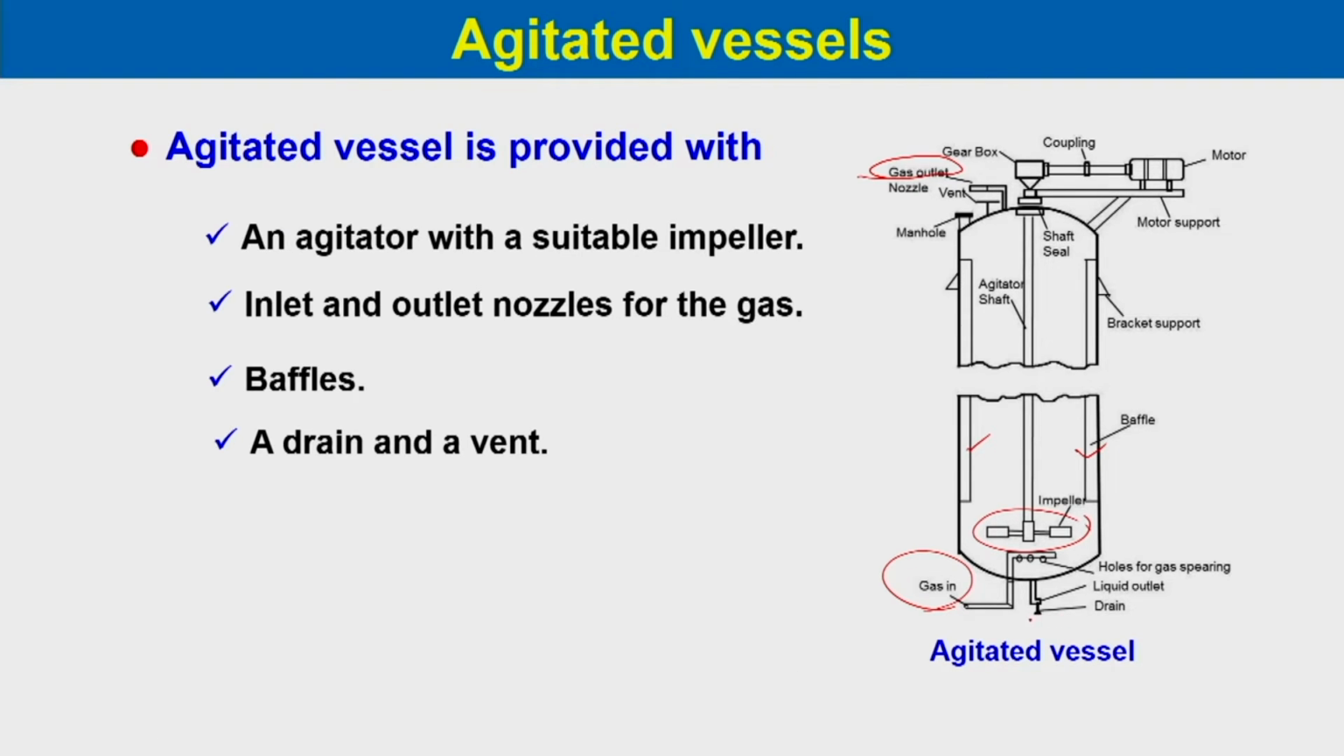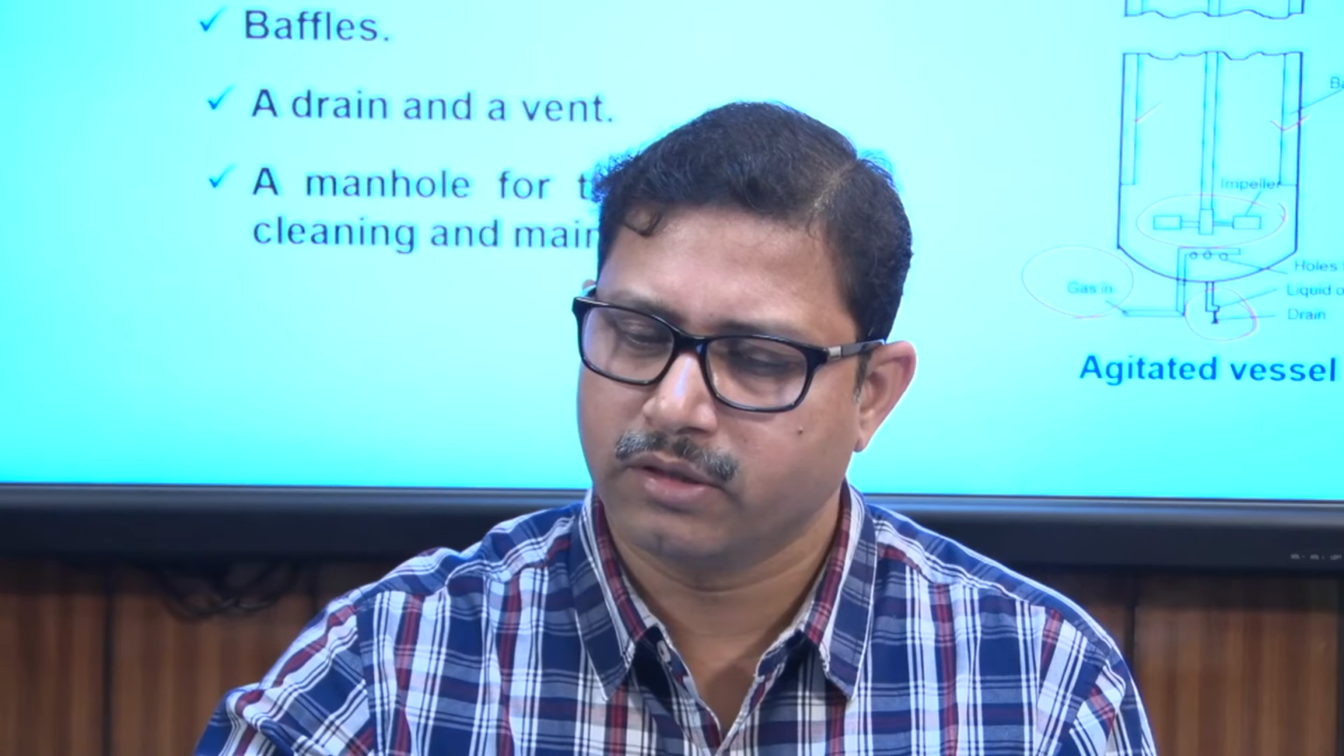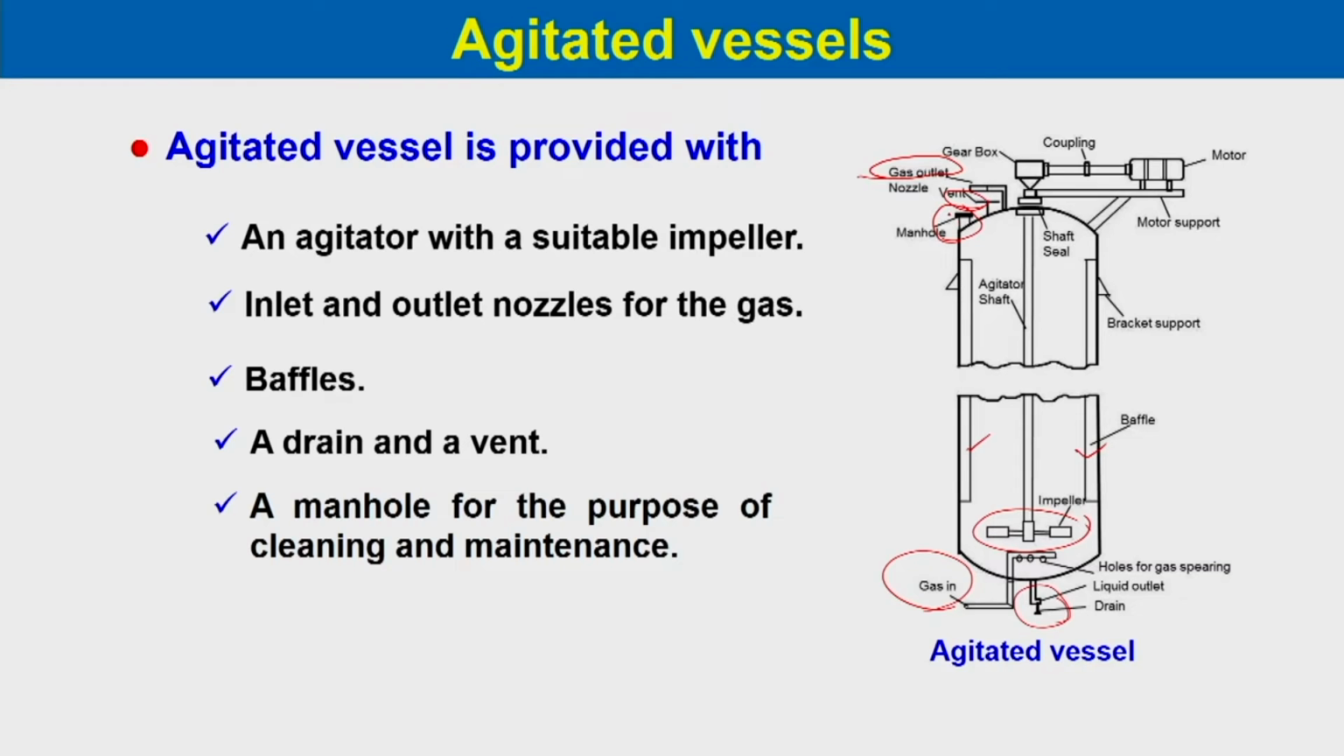There are baffles, a drain and a vent. The liquid will be let out through the drain, and then you have a vent over here for the purpose of safety. A manhole is for the purpose of cleaning and maintenance. You can see over here the manhole is provided for the cleaning or maintenance of this equipment. Generally this runs as a batch process. Once the run is over, it has to be cleaned properly for the next batch to run.